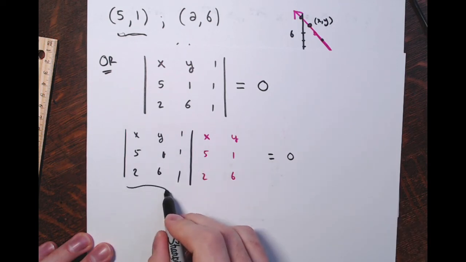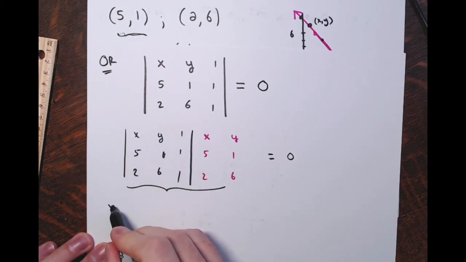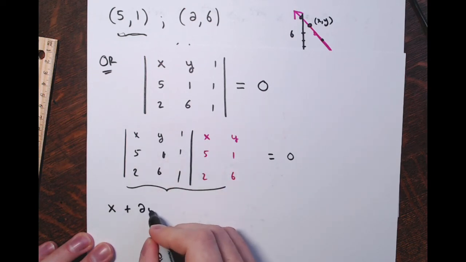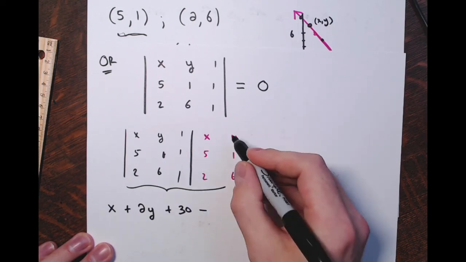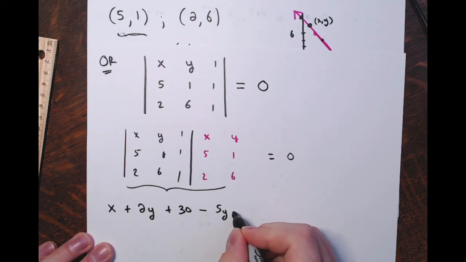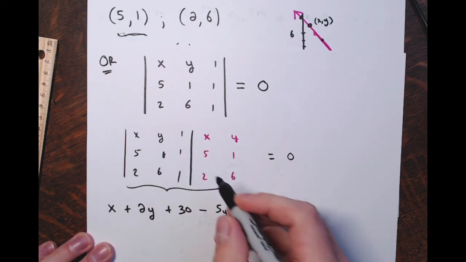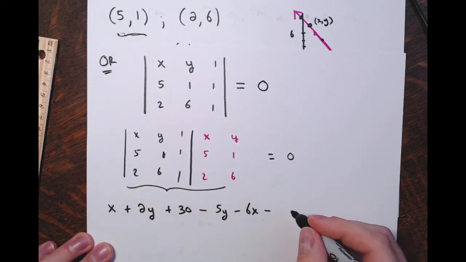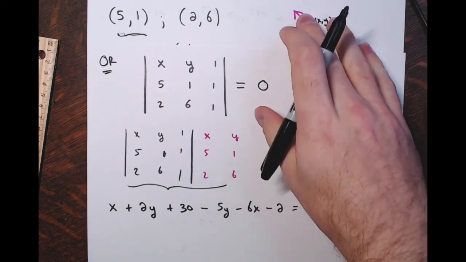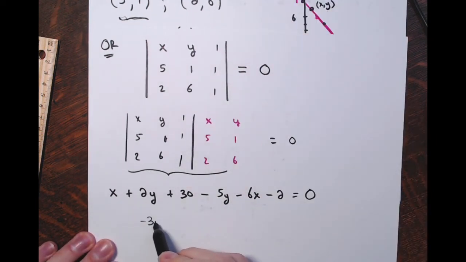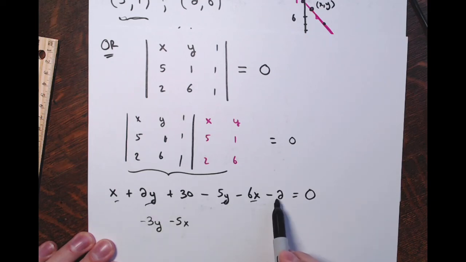Now I'm going to have x times 1 times 1 plus y times 1 times 2, so 2y, plus 1 times 5 times 6, 30, and then minus 5y, minus 6x, minus 2. And again, I want this to be equal to 0. And then I'm going to solve this for y. So look, I got negative 3y. I've got negative 5x when I put the x's together. 30 and negative 2 make positive 28. And this is equal to 0.